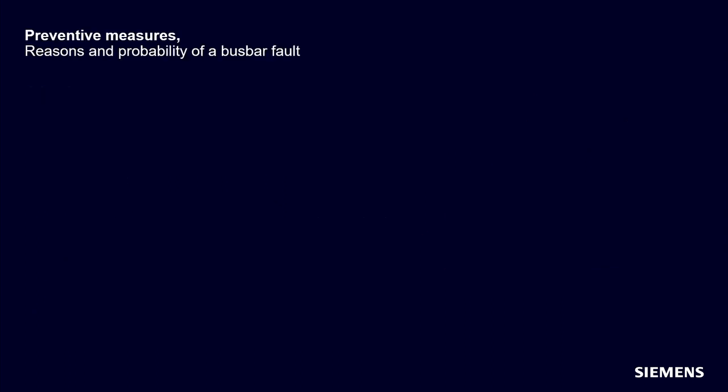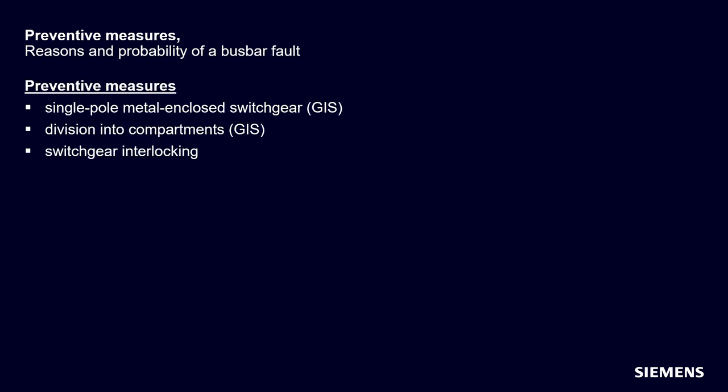Reasons and probability of a busbar fault. What are the typical preventive measures? Typical preventive measures are single-pole metal enclosed switchgears, so-called GIS stations. And with GIS stations, we also have a division into separate compartments. This reduces a lot the probability of a short circuit on our busbar. And of course, state of the art, you typically have a switchgear interlocking available in each substation.